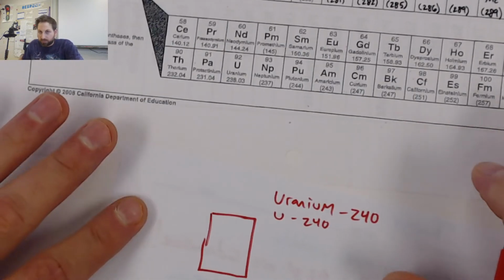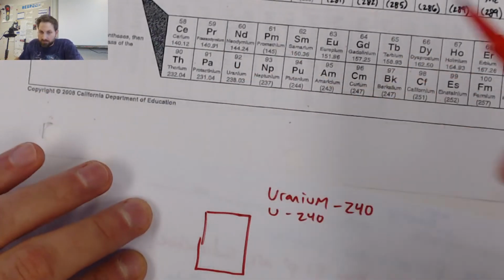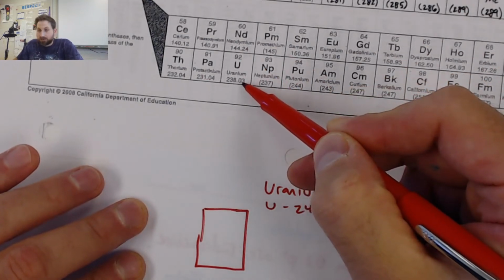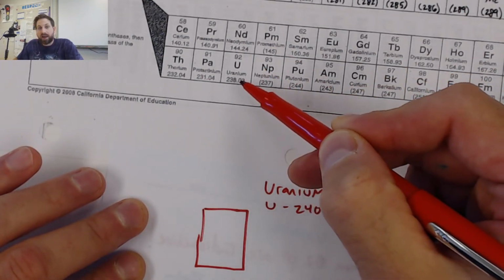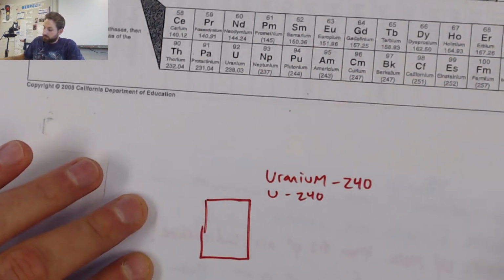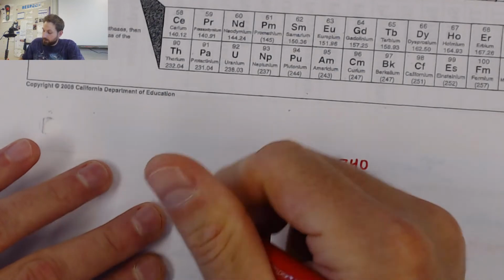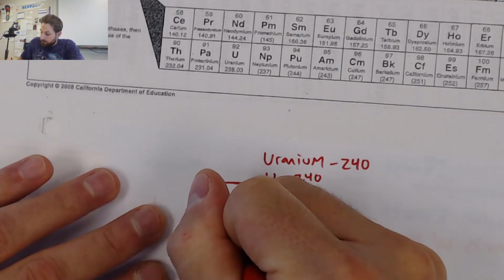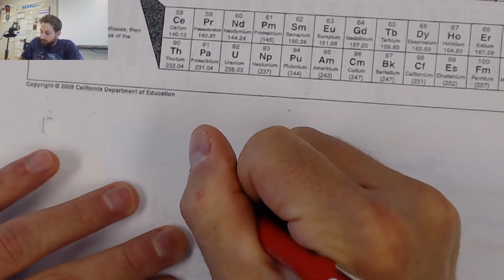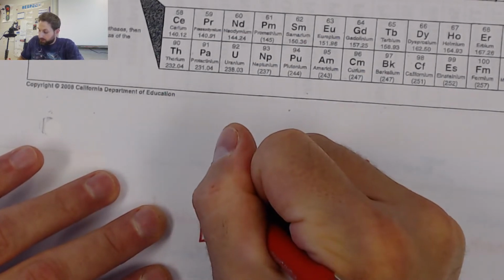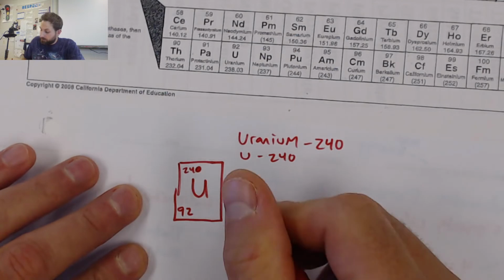And so you look at your periodic table, that uranium, it doesn't really appear. You don't see 240, you see this 238. Remember, that's the average weighted mass. All right, so uranium, 92 goes on the bottom. That's the atomic number. 240 on top. This just happens to be a certain isotope of uranium.